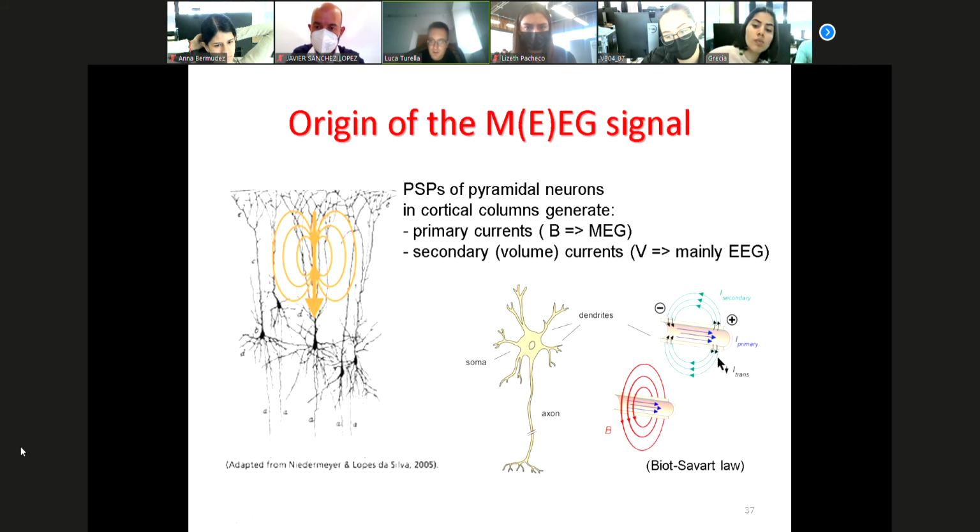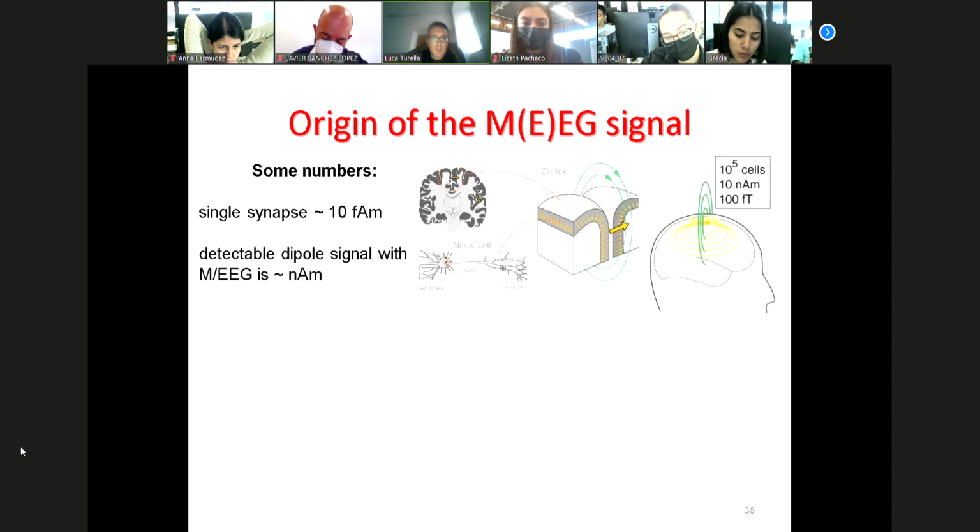This is due mainly to secondary current, whereas in this case, this is the magnetic field that is generated by the primary current. Okay, so it's not that, as I said before, all the neurons in the brain are generating or contributing to the signal that we can record with MEG or EEG, but mainly pyramidal cells that are present in the cortex.